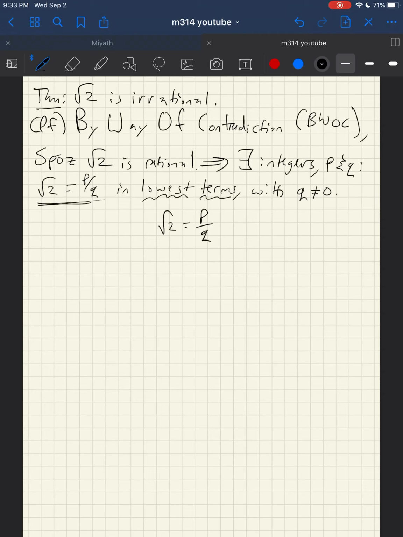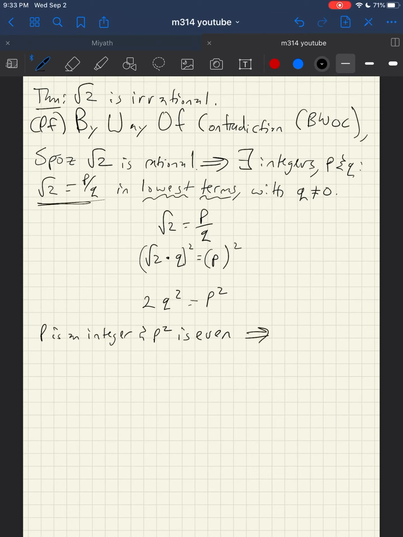And let's multiply both sides by q. So I get the square root of 2 times q equals p. Then let's square both sides. So now I get 2q squared equals p squared. But recall, p is an integer, and p squared is even. That implies that p is even.